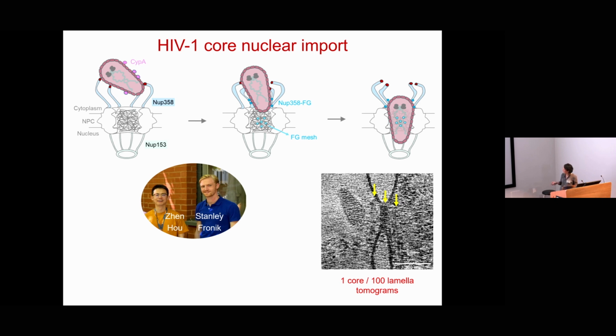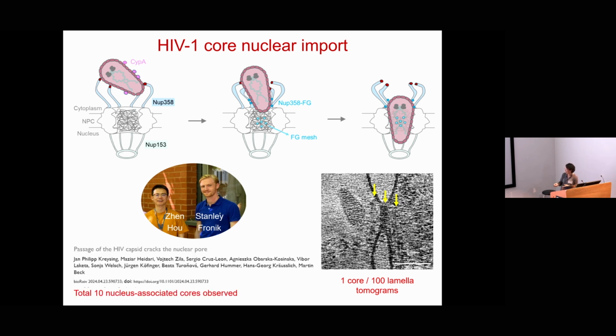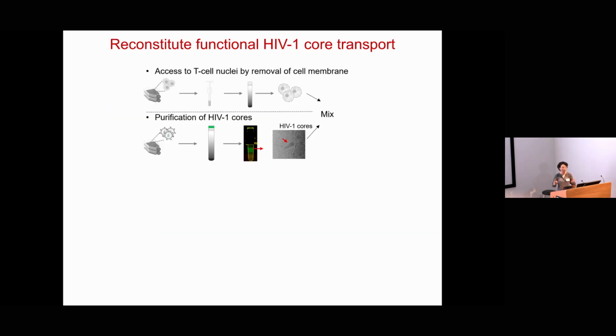And we are not alone, actually. In a recent bioRxiv paper put out by Martin Beck and colleagues, they also show they only captured a handful of nuclear associated cores. So this is a common problem that we have. They are rare events. They are transient, very difficult to catch. So to overcome this, we developed 2 advances.